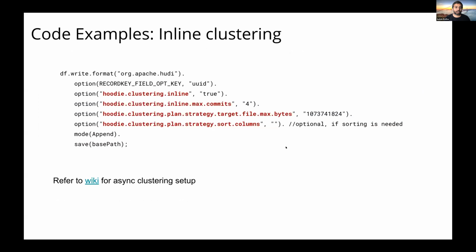Setting up clustering is also very straightforward. This example shows how to set up inline clustering. We need to add three important configurations: whether we want to do inline clustering, how often we want to run the clustering, and the target file size after clustering, to eliminate small files. If you also want to sort the data, you can specify an optional list of columns, and the data will be sorted globally within the partition based on these columns.